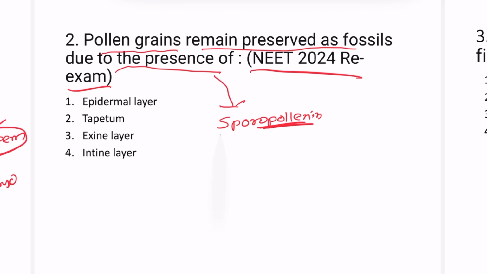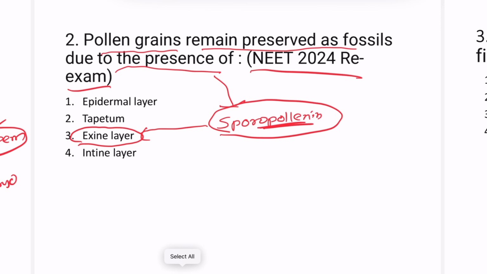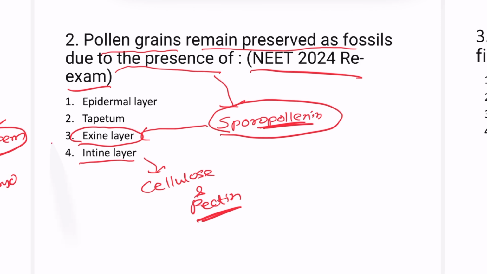And this sporopollenin, where is it present? It is present on the outer layer, that is none other than the exine layer of the pollen grain. Exine is made up of sporopollenin, whereas the intine layer is made up of cellulose and pectin. Cellulose and pectin. So the answer is exine layer. The next question.